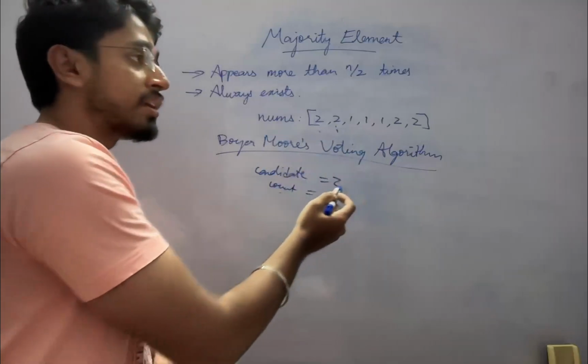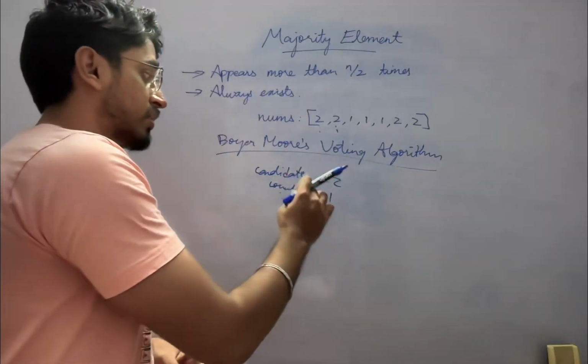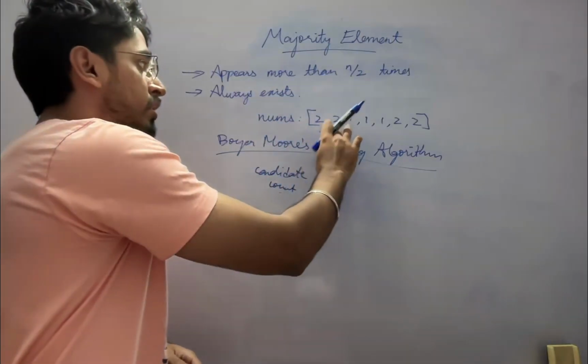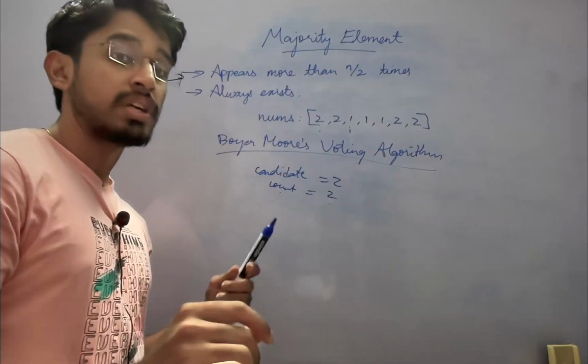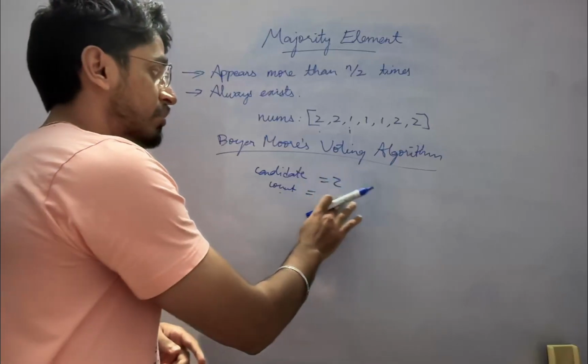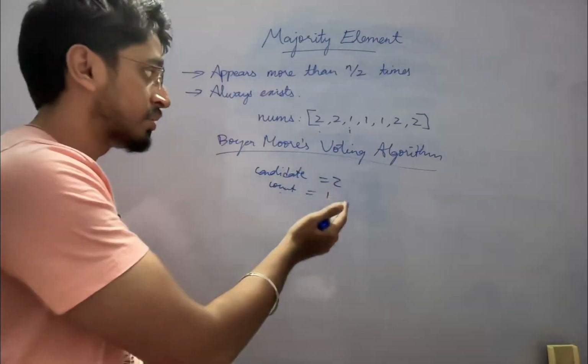Again, we need to check if the candidate is the same or different. It's the same, so we need to increment the count. So now count is 2. Increment i again. Now this is a different candidate, so we need to decrement the count once we find another candidate. So 2 minus 1 becomes 1, and the candidate still remains 2, unless it goes to negative.